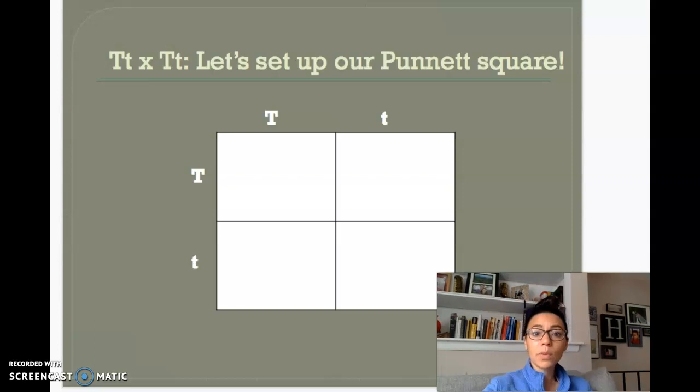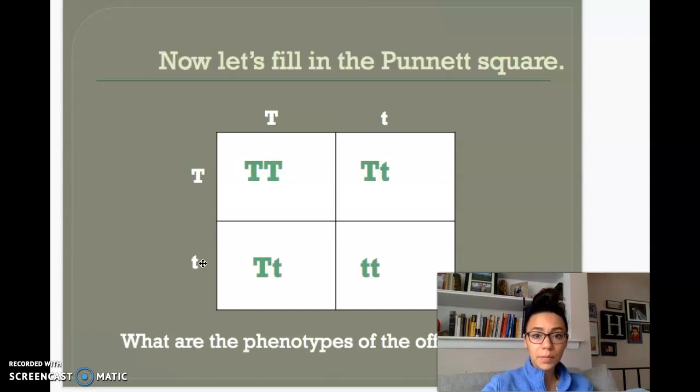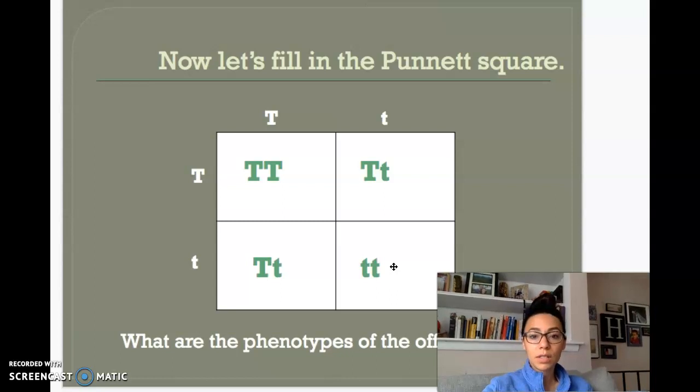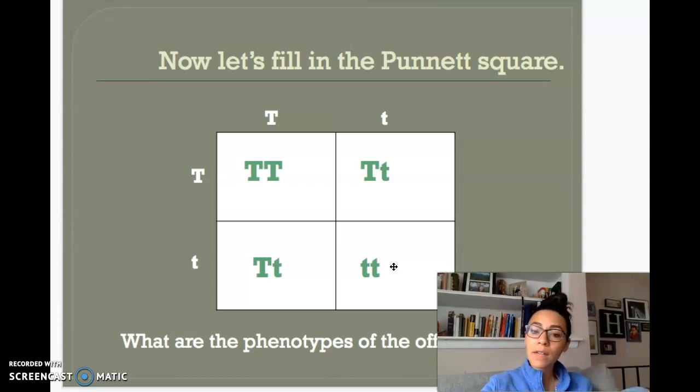Okay, so now let's look again. We'll set up our Punnett square. We've got one parent on the top, one parent on the side. Both are heterozygous. If we do these out, we've got two capital T's here, capital, lowercase t here, capital, lowercase, and two lowercase. So what will the phenotypes be from these offspring? If you remember, phenotype means physical characteristics. So pause the video for a second and see if you can figure out what each of these plants will look like.